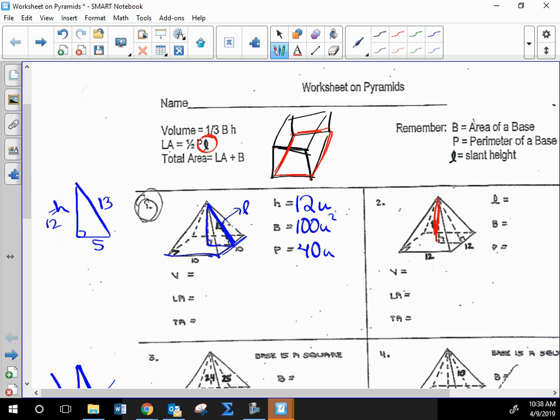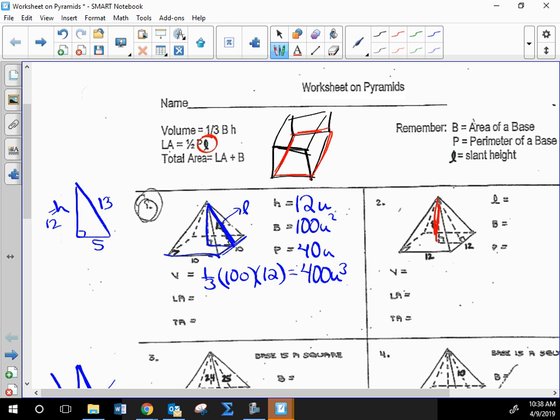All right, so volume is 1/3 area of the base times our height. Area of the base is 100. My height is 1/3 base. 400 1/3 units cubed.